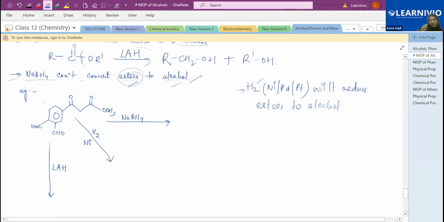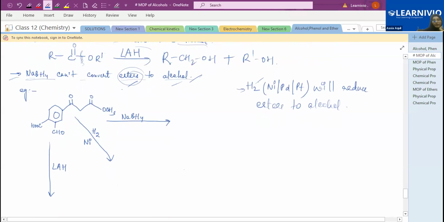See this question. This is again an important question. You can see how many carbonyl groups are there. Suppose this is the first group, second group, third group, and this is your fourth group.